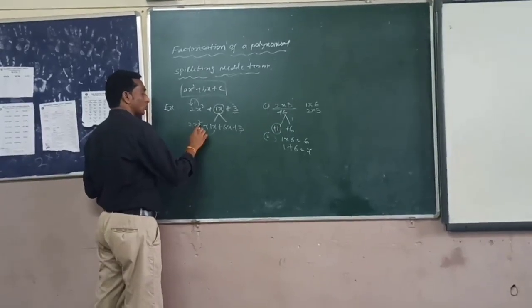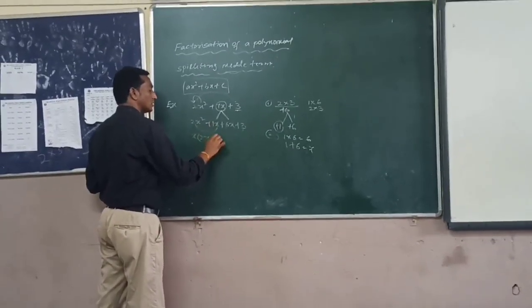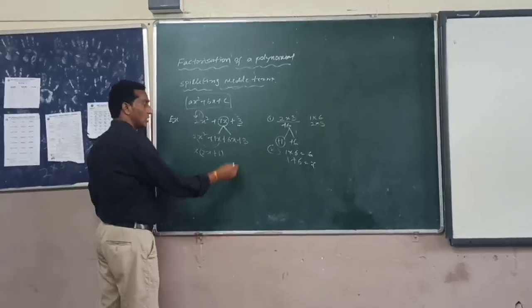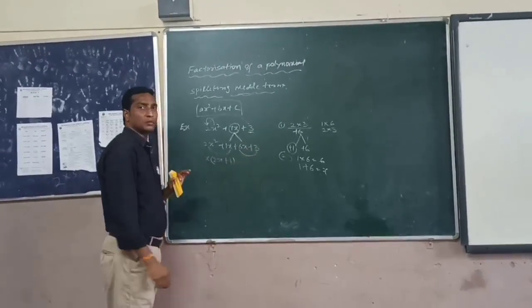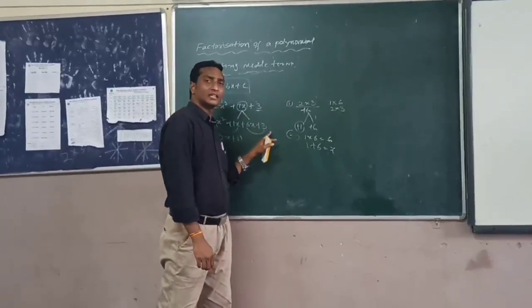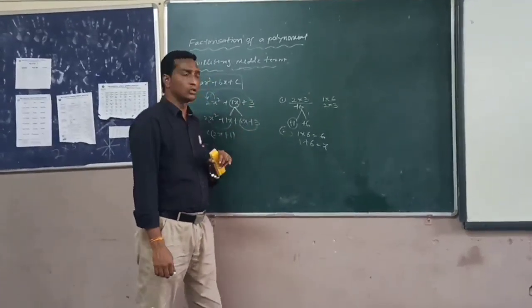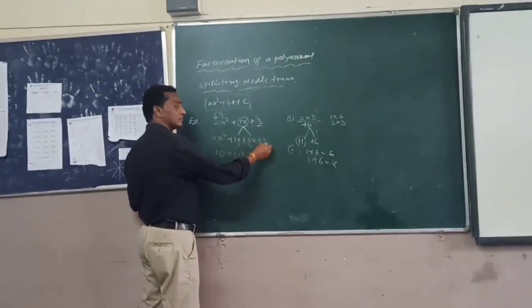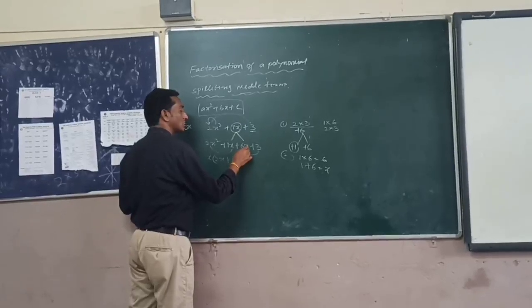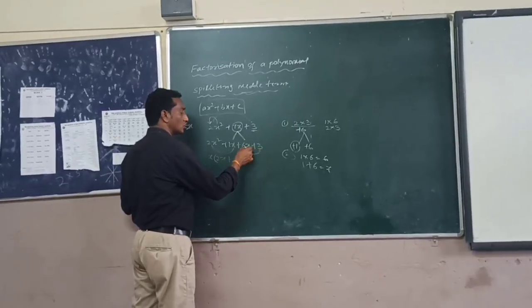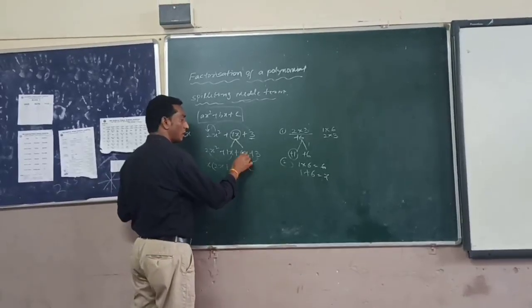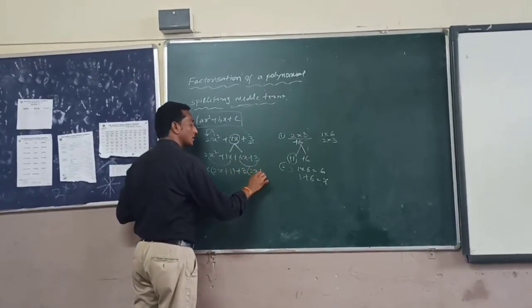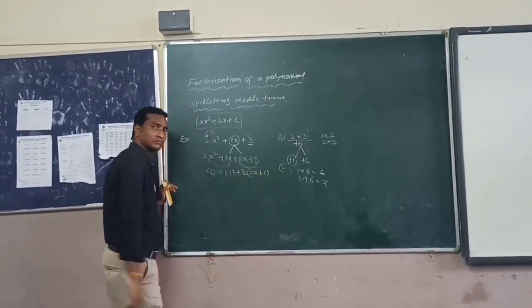So what is remaining? 2x plus 1. Plus 6x plus 3. Here there is no common variable, because the last term is a constant. So that's why we take 6 and 3. What are the multiples? 6 is a multiple of 3, 3 into 2. So 3 is common. 3 is the common factor. How many times? 2 times. 2x plus 3 into 1 time.